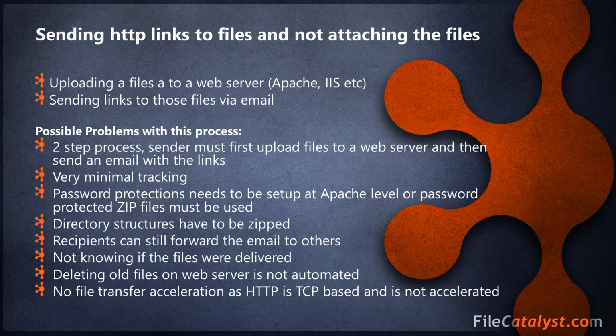Password protection could be set up at the Apache level, or you could still use just zip protected files. There are no directory structures. If you want to send a complex directory, that has to be zipped up. Once again, recipients can easily forward these emails with the links to others, and you cannot do anything about it. You never really know if files were delivered. You can see from the logs, such as the Apache or Tomcat logs, which file was requested, or you can see if the email was read, but you never really know if everything was downloaded.